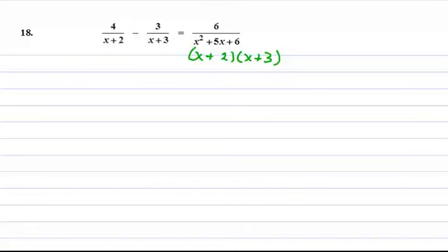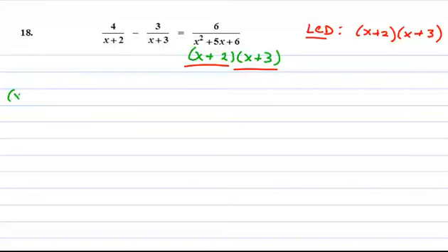So now we need our LCD. From the first denominator, we know x plus 2 has to be a factor. From the second denominator, we know x plus 3 has to be a factor. Looking at the third denominator, x plus 2 is already there. X plus 3 is already there. So that's our LCD.